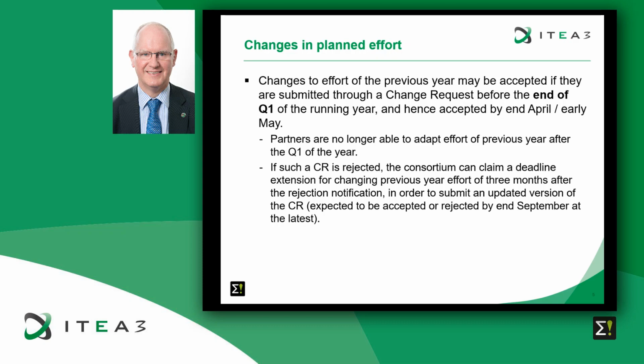If such a change request is rejected, the consortium can still claim a deadline extension for changing previous year effort of 3 months after the rejection notification in order to submit an updated version of the change request, expected to be accepted or rejected by the end of September at the latest.